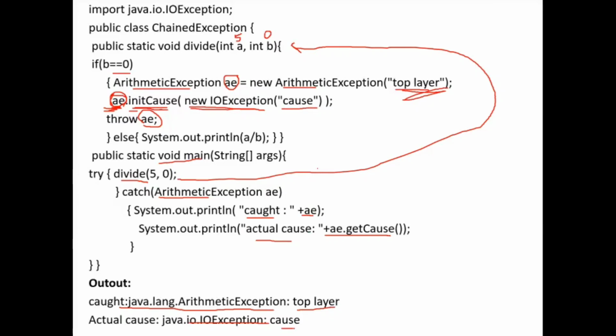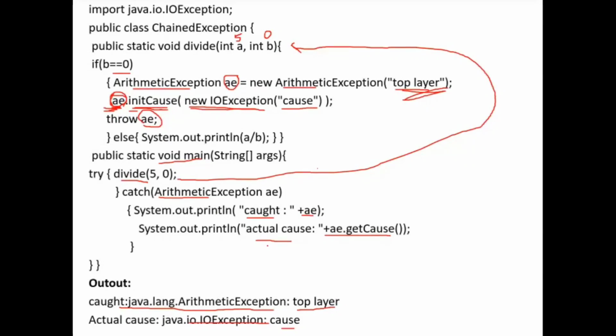Okay, understood? So now you understood about this method, how one exception is associated with another exception, how we have to associate one exception with another exception. You understood about chained exception.